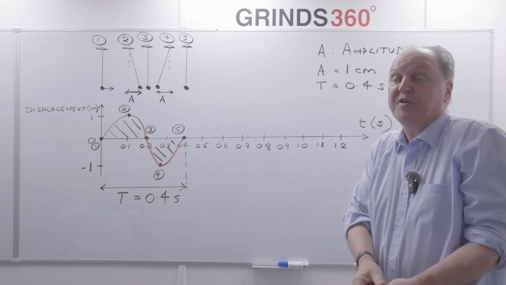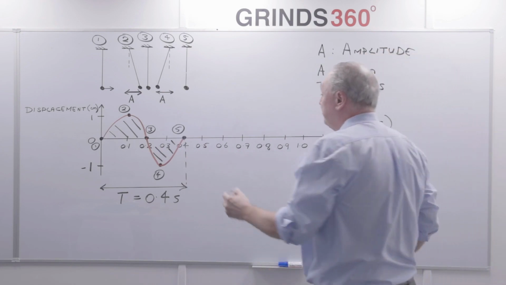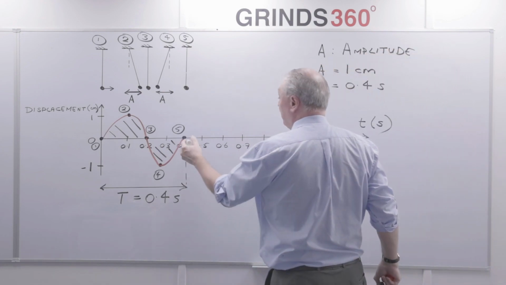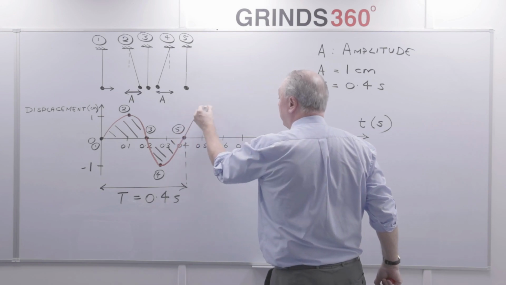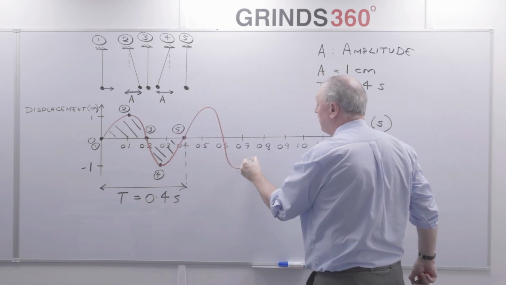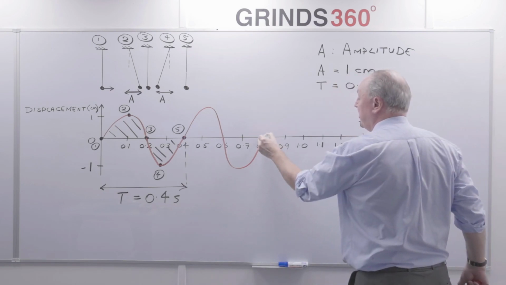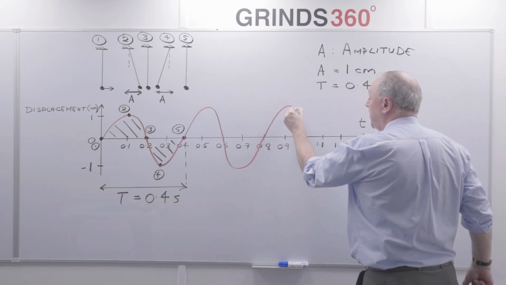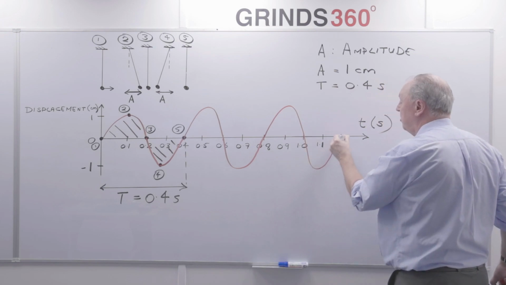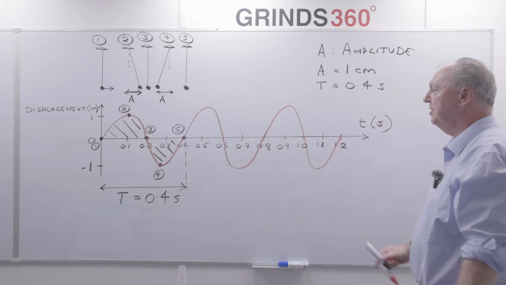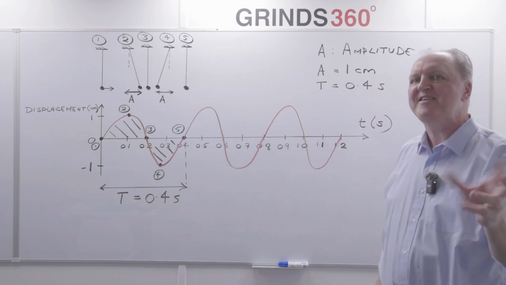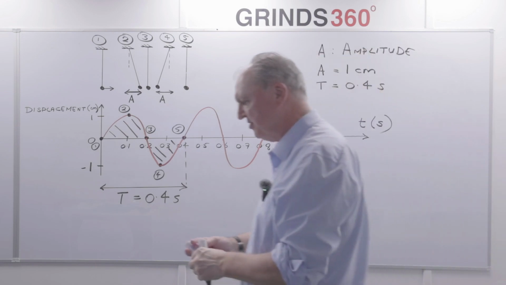And then, of course, what's going to happen now? It's just going to continue on its way. So the next 0.4 seconds, it's going to make a full cycle again to 0.8 seconds. And then it's going to make another cycle again over the next 0.4 seconds, which gives me eventually 1.2. So you can see I've completed 3 full waves in 1.2 seconds.